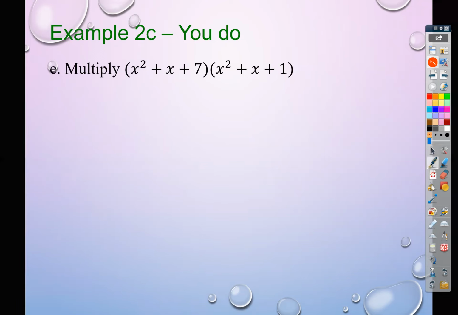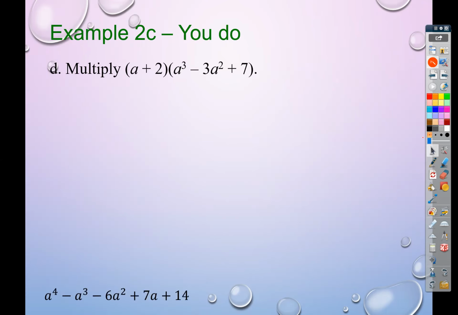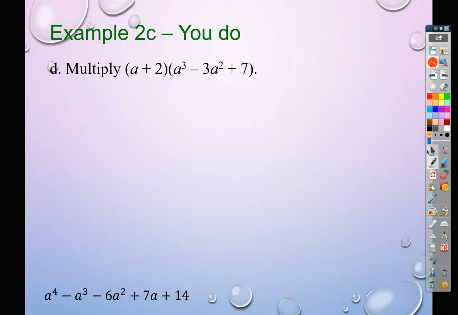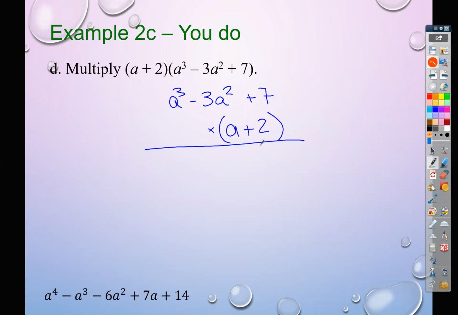I don't care for that a whole lot, but I'll show you what it means. Let's go back to this one and I'll show you. Okay, again, I don't really care for this, but I do want you to at least see it. You don't have to do it. So times a plus 2. Okay, so here's what they're doing. They're multiplying just like you normally would. So 2 times everything would be positive 14, that would be negative 6a squared, and then 2a cubed.